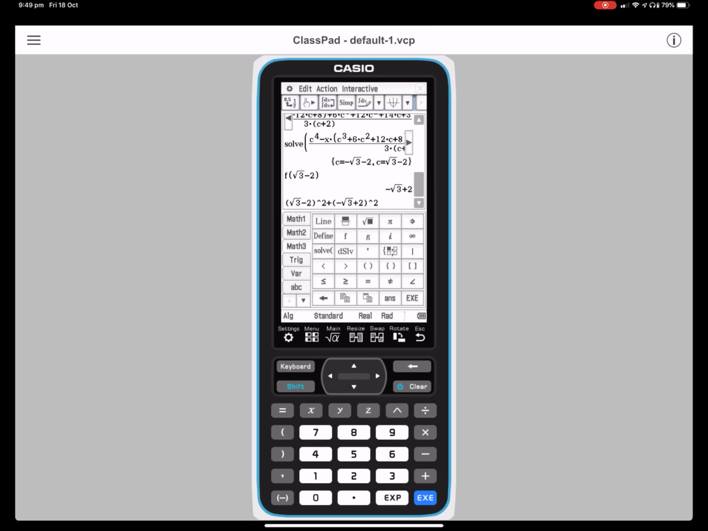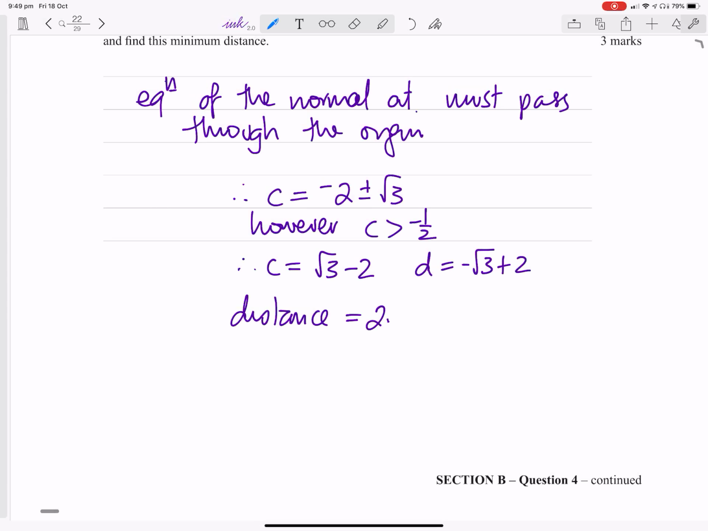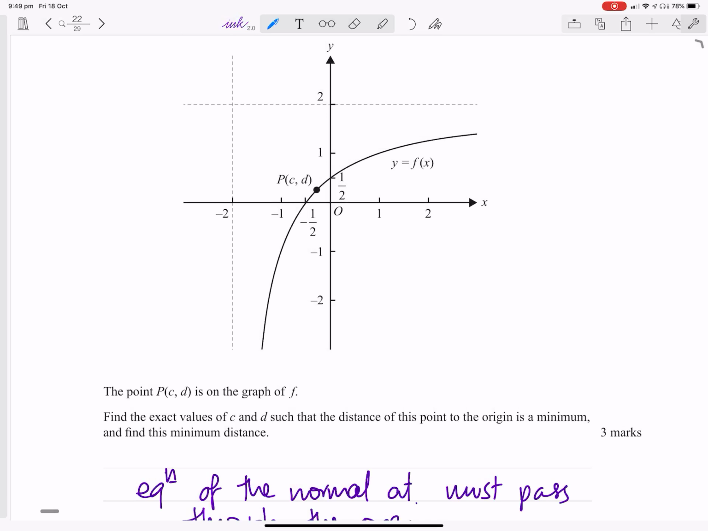We can just do that squared. So that minus 0, that minus 0, and then square rooted. So I get 2 root 2 minus root 6. So that's a distance, because the shortest distance between a point and a curve is always when they're at right angles.